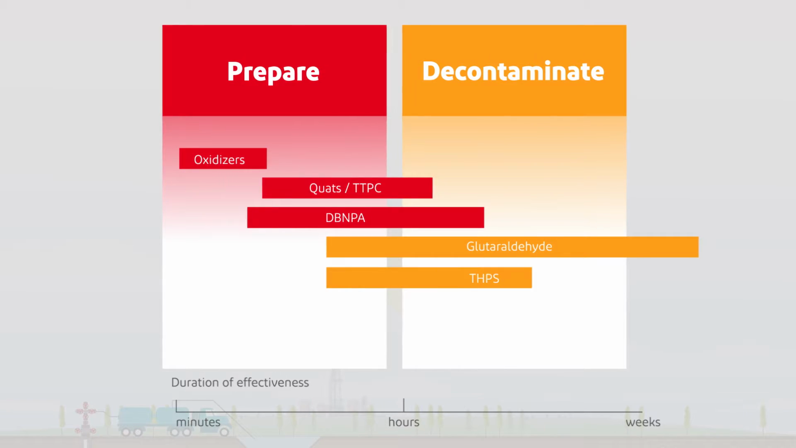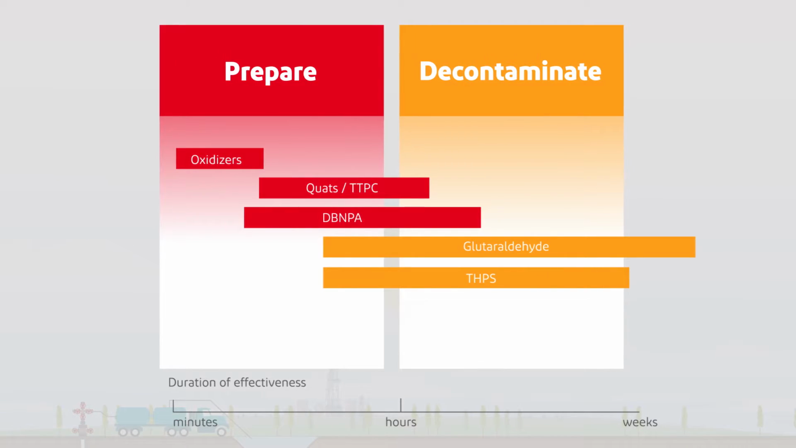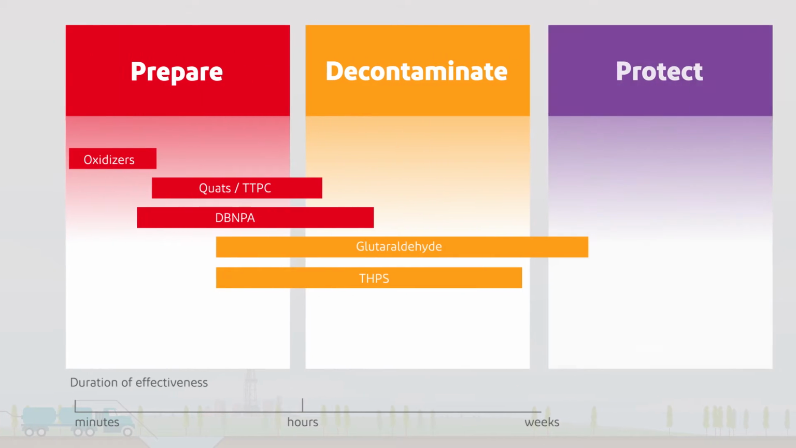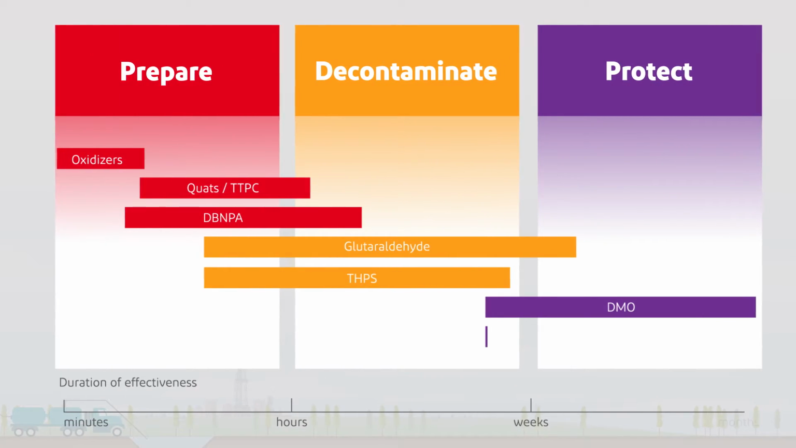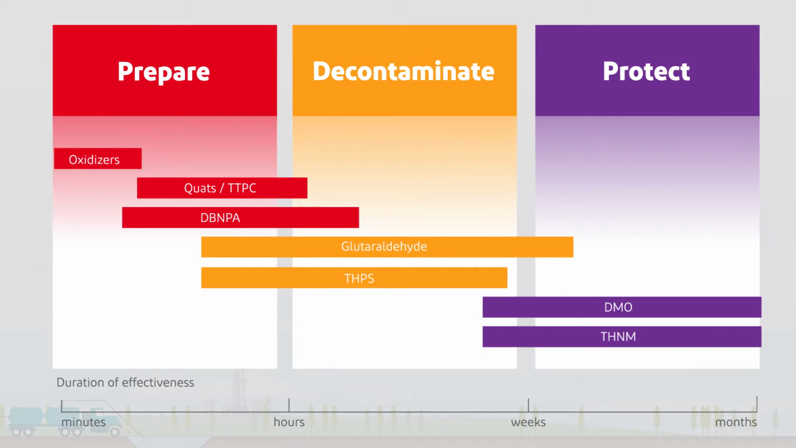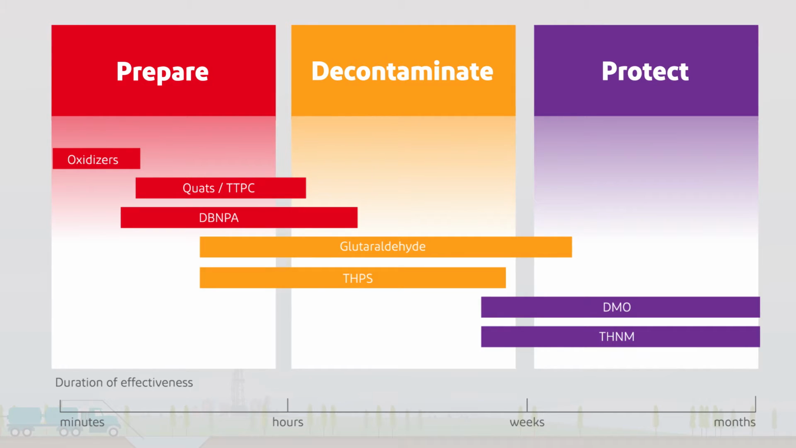Similarly, THPS is highly effective in the well, but has compatibility issues with other fluid additives and the formation. DMO and THNM are controlled-release biocides and become effective in the well. They are not negatively impacted by high temperatures, pH levels, or salinity. This makes them very effective at providing long-term protection in the reservoir.